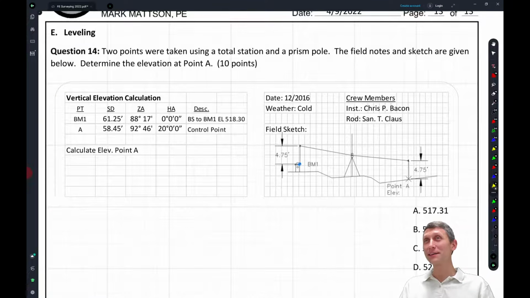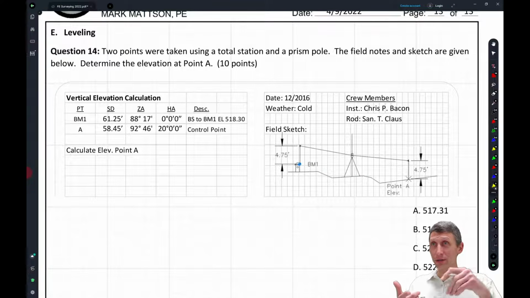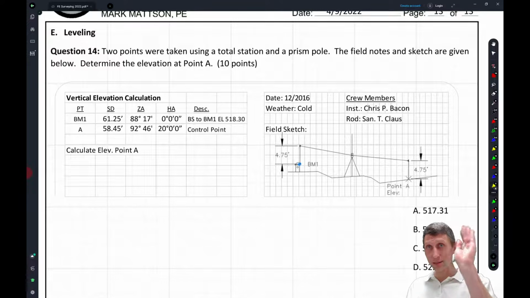But let's look here. We're taking 2 points using a total station and a prism pole. In addition to basic differential leveling, where you just have levels, you can use a total station that measures angles and distances. Typically, in the version we're doing here, we're measuring a slope distance, a zenith angle, and a horizontal angle on the plane.